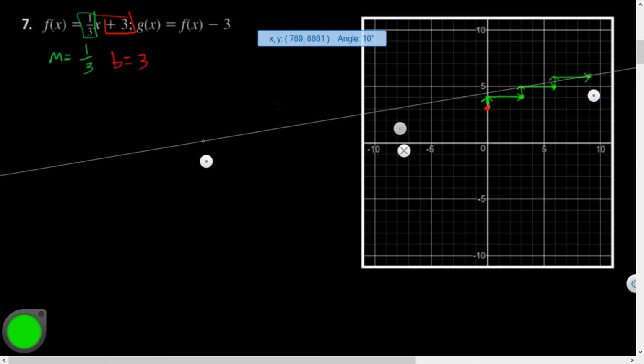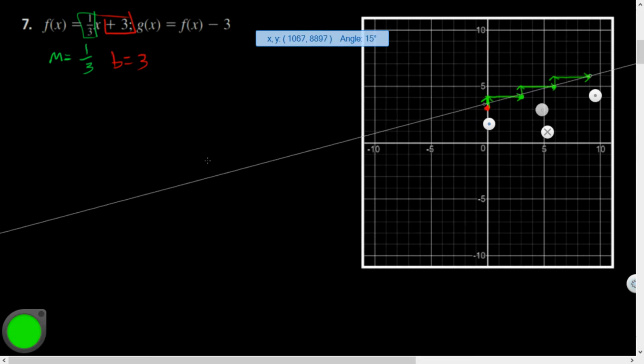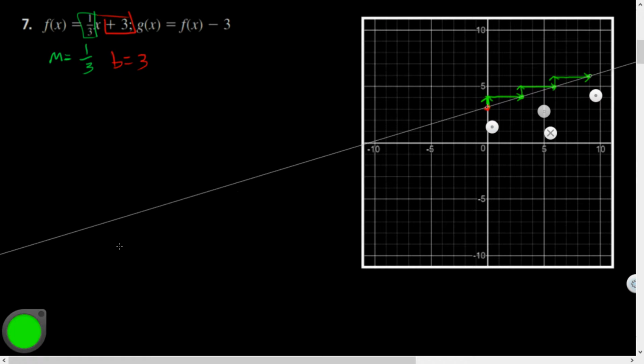Right? I think so. We're getting good at slope-intercept form.